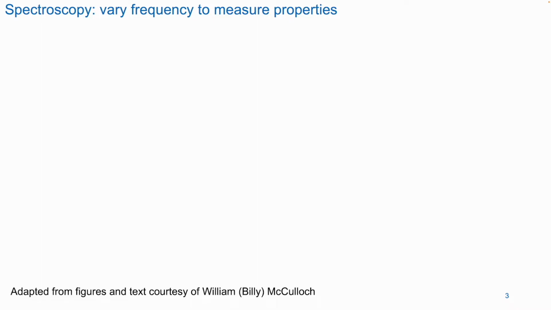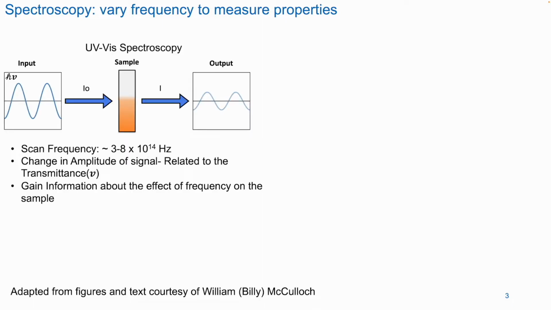First, we'll discuss electrochemical impedance spectroscopy using an analogy. Similar to UV-vis spectroscopy, in which the input is light at a certain wavelength, we can measure the output signal and understand how much of the signal has been transmitted. And we can gain information about the effective frequency on the sample.